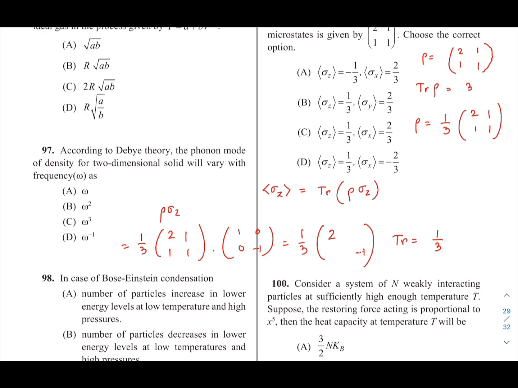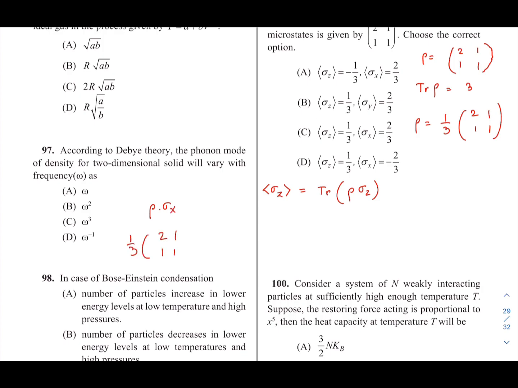Similarly, we calculate rho times sigma x, and this is 1 by 3 times 2, 1, 1, 1 times 0, 1, 1, 0, and again we calculate the diagonal elements. So this is 1 and this is 1. So the trace would be 2 by 3. So option C is the correct answer.